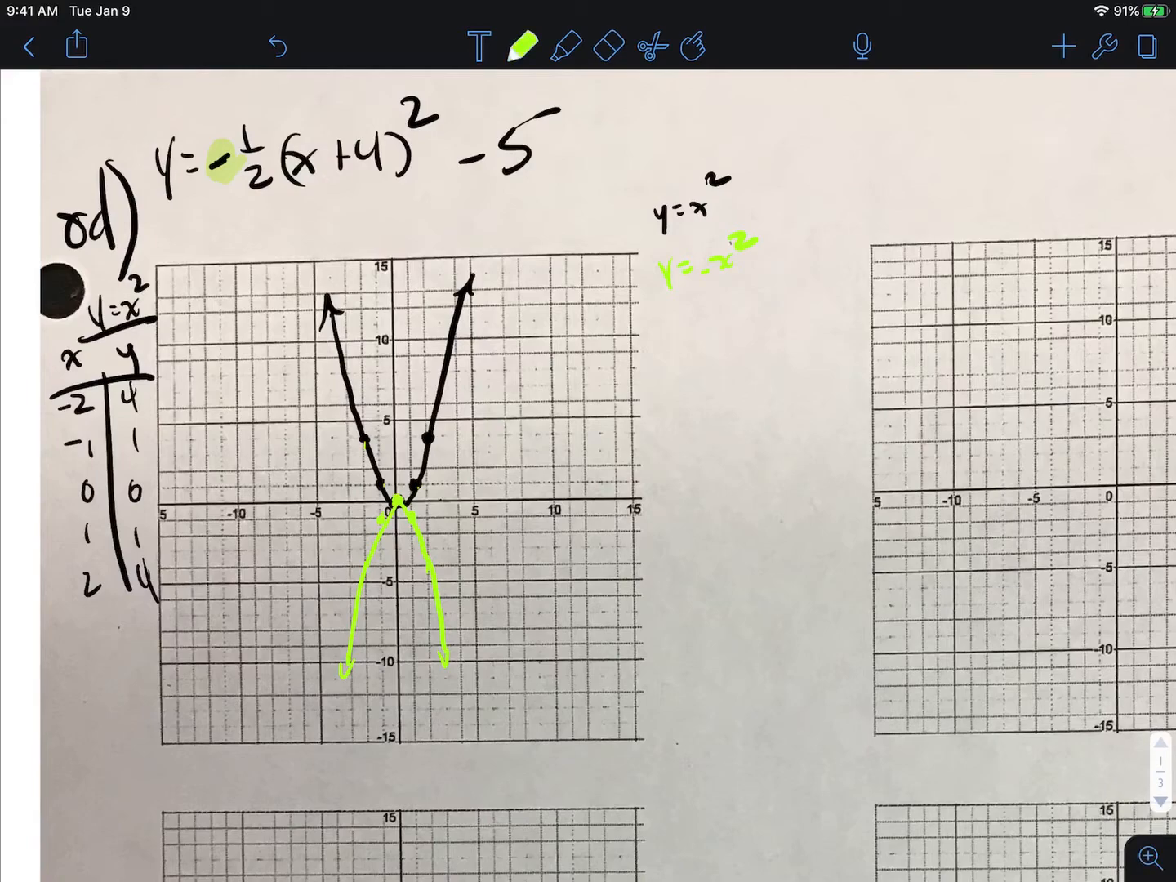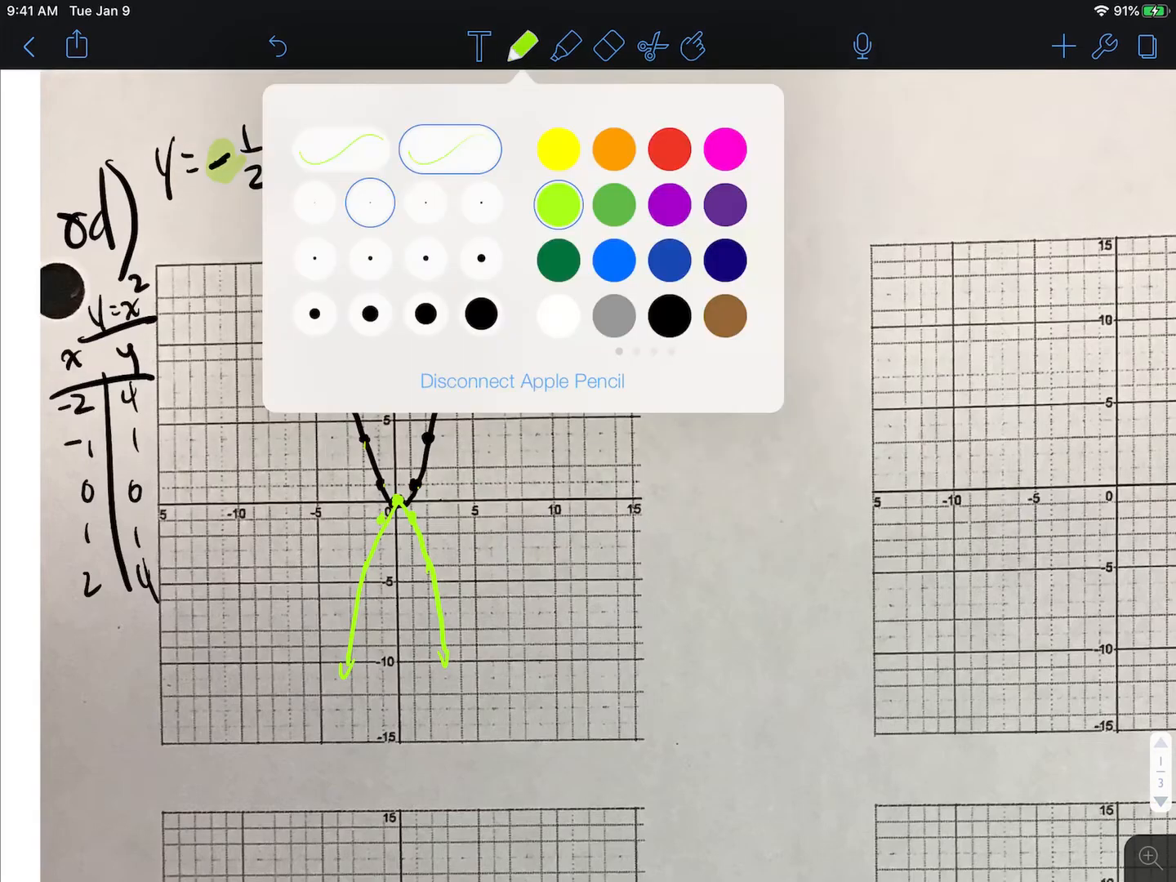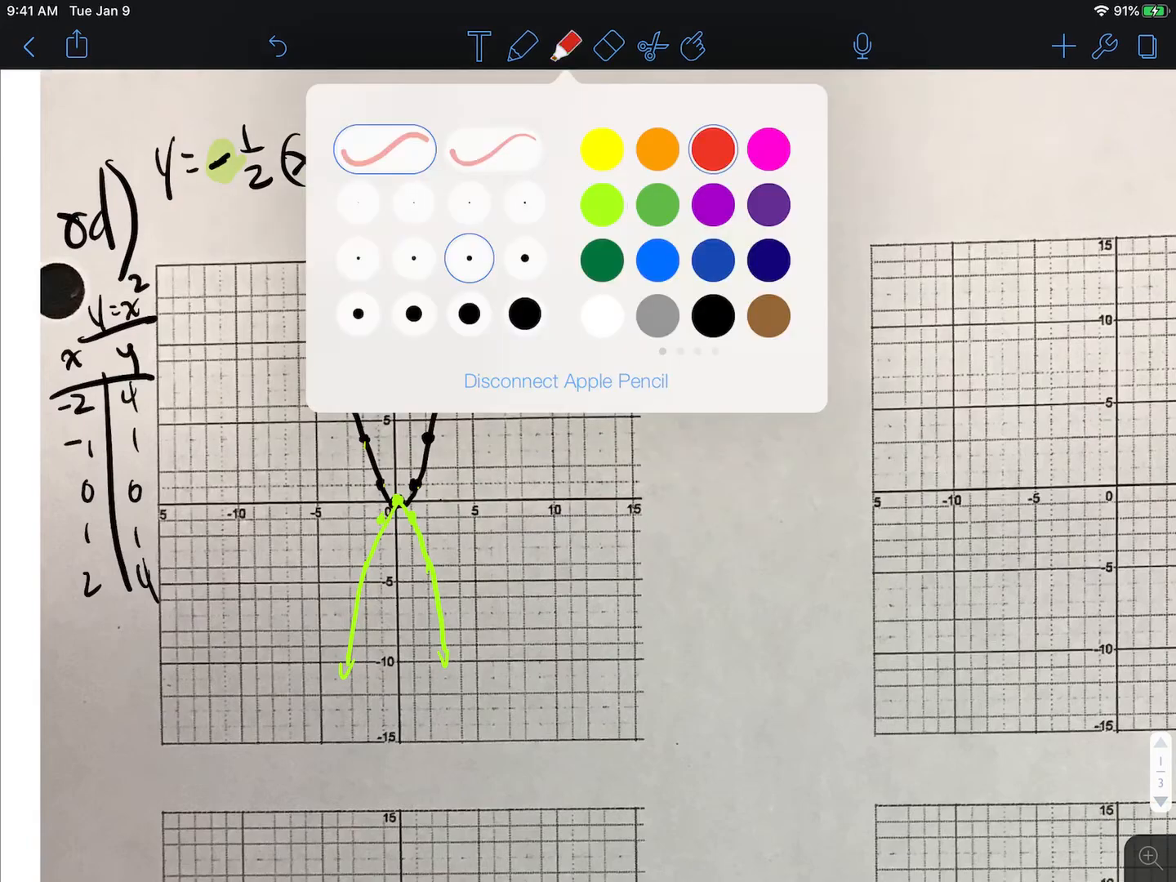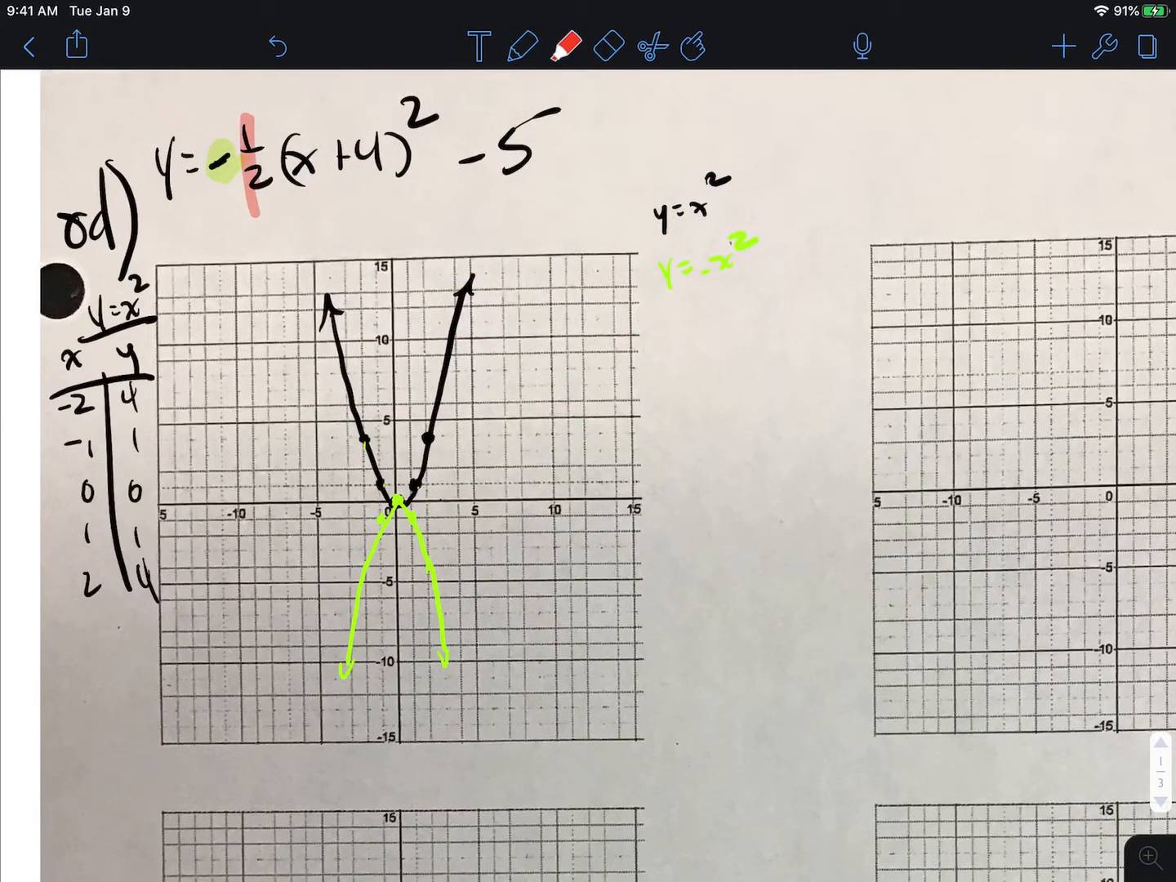Right? And then I'm going to do the next one. What's the next thing it's telling me to do? The next thing to the right, after I do the negative, is the half. The half tells me to take the parabola and cut it in half, or push on it from the top, or from the bottom this time. So I'm going to apply pressure from there, and it's going to cause it to compress a little bit.